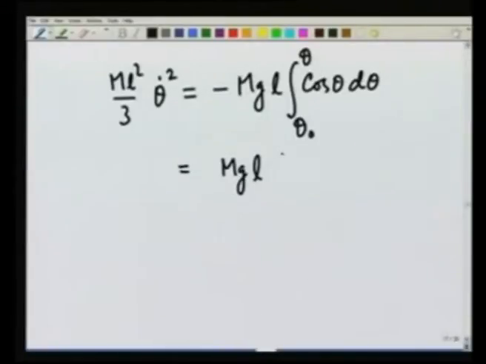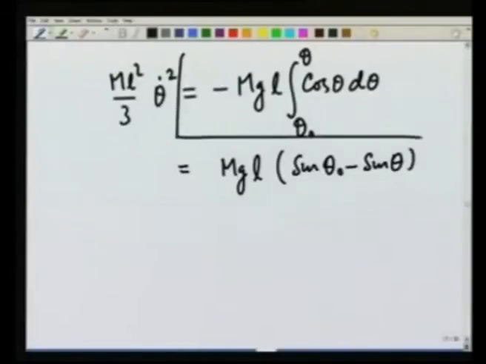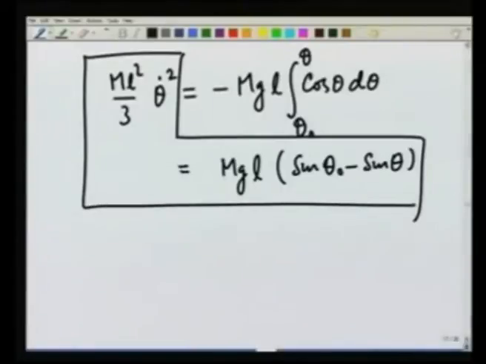m g L sine theta 0 minus sine theta. This is the final equation that I get.